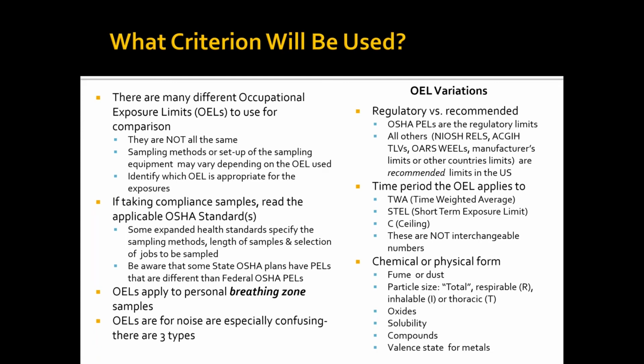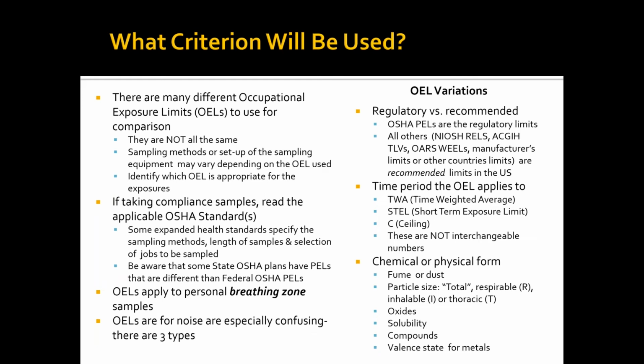Another thing to remember is that OELs only apply to personal breathing zone samples. I do take area samples for distinct purposes, but you can't always take an area sample and just compare it to a breathing zone sample for a myriad of reasons. So I'm always very careful in how I interpret the results from area samples and comparing them to the occupational exposure limits. OELs for noise are especially confusing. There are really three types, and when I review existing industrial hygiene reports, this is one of the things that I find is most often misinterpreted, and I'll address that a little bit towards the end of this presentation.